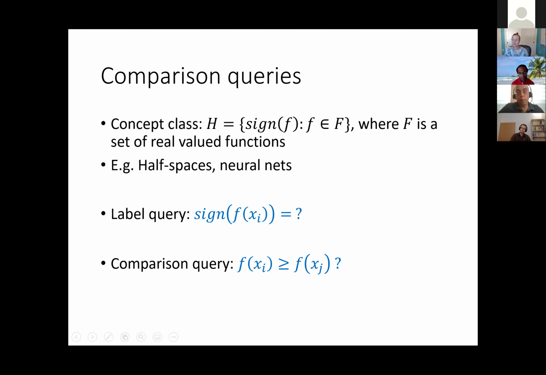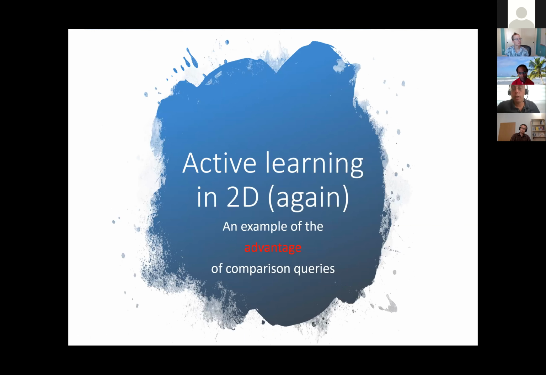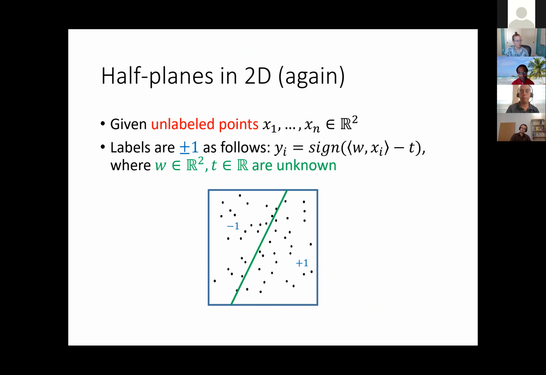So now let me go again to this example of active learning in 2 dimensions, and I'm going to show you why allowing to compare 2 data points is actually going to be useful in this setting. So again, I'm just recalling the problem. You are given n points in 2-dimensional space. They're labeled plus or minus. You want to figure out what is the labeling.